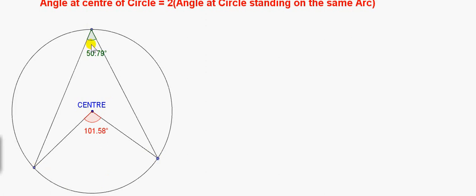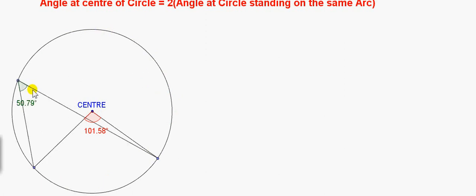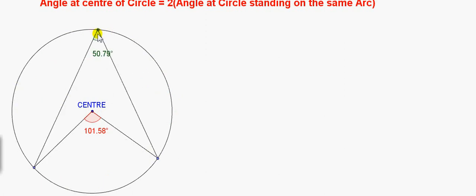Now the angle at the circle standing on the same arc would be this angle up here. We just pick any point on the circle and join it to the endpoints of the arc. So we could have this point anywhere. We could have chosen a point here or here, anywhere we like. And the theorem says that the angle at the center of the circle is twice the angle at the circle standing on the same arc.